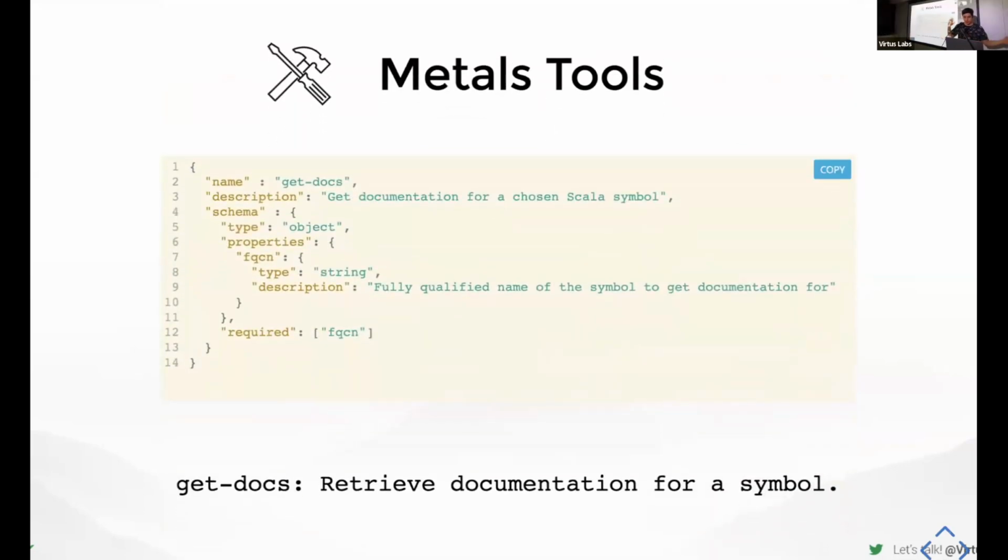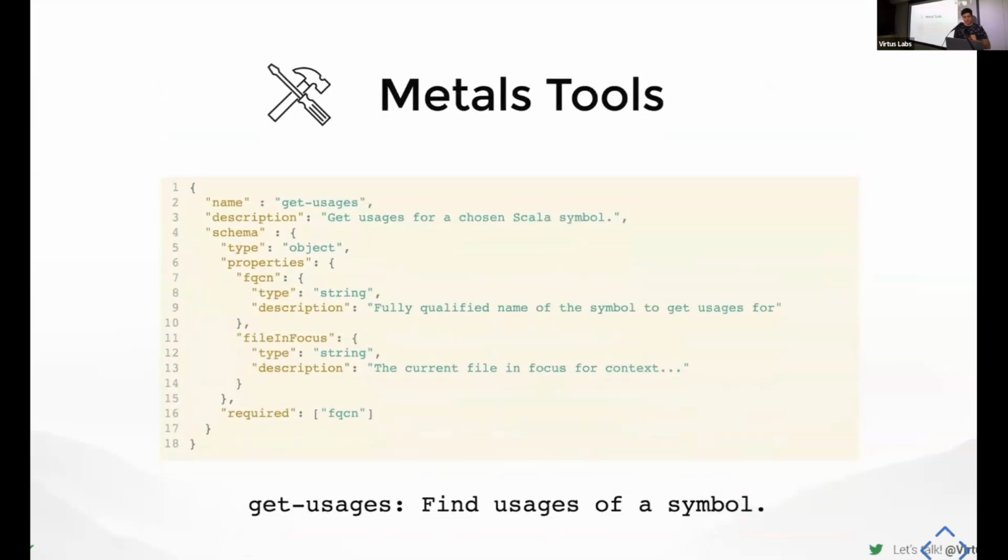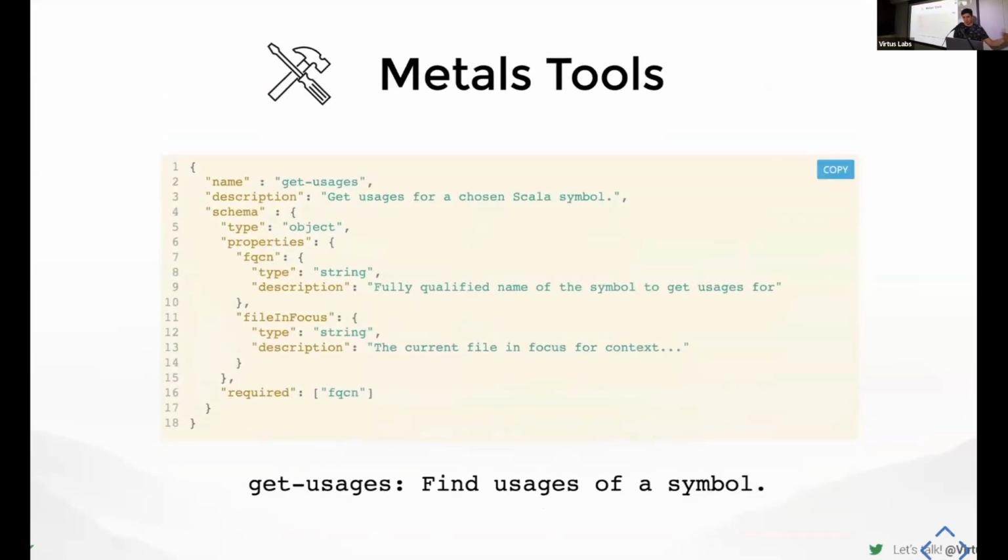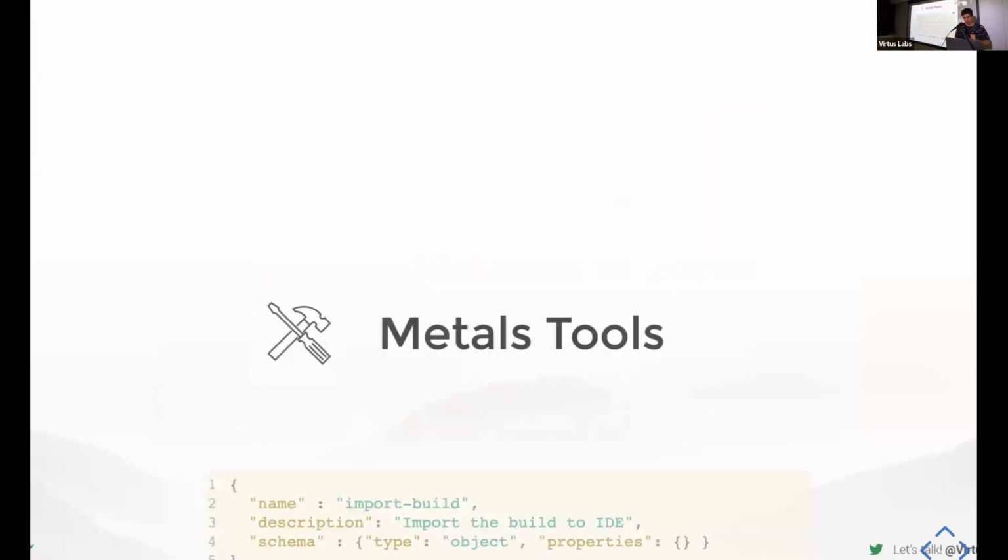We also have get docs, which will get you the documentation, Scala docs or Java docs for a certain class, symbol, method, anything. We have get usages, which is basically finding all references to a specific symbol. So it might be useful for agents, especially if they just grep things, because there might be a lot of entities with the same name. And if it wants to, for example, rename something in a lot of different files, then it might need to use that tool.